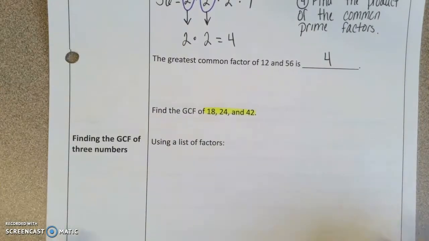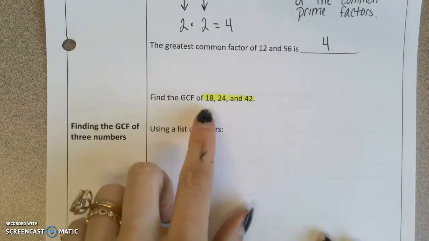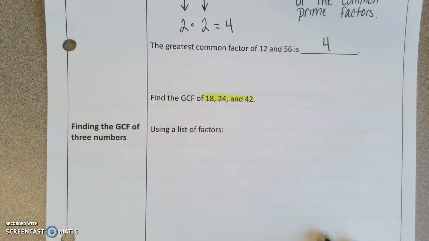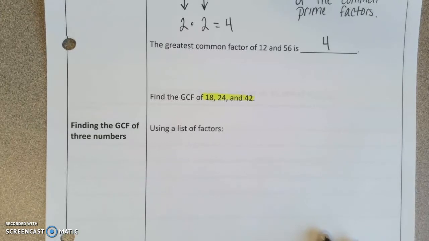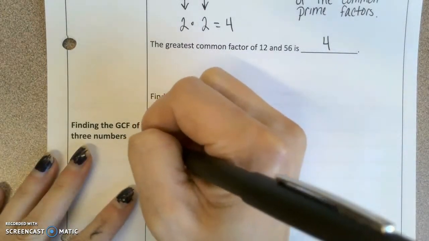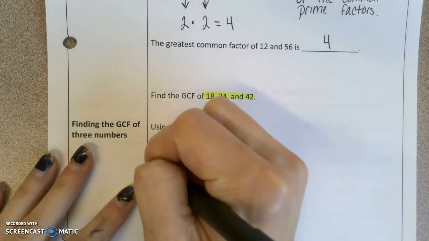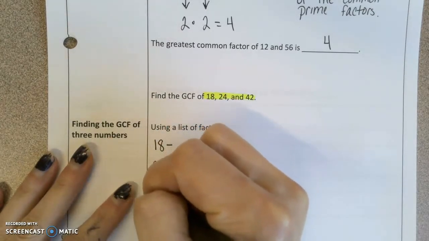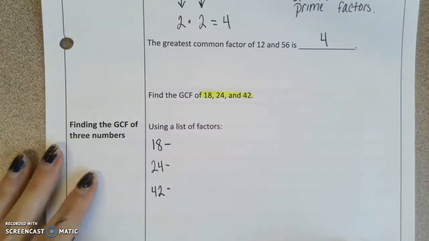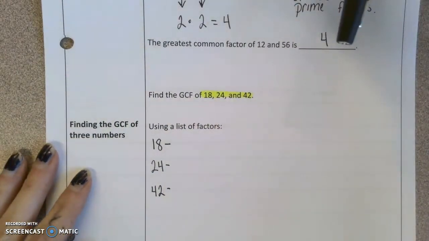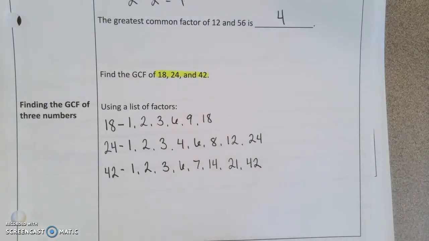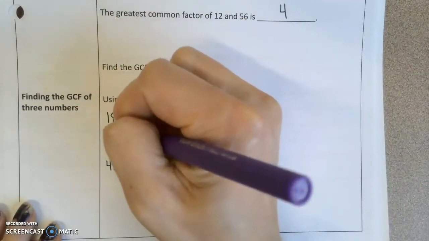Now we're going to see what this looks like using three numbers, 18, 24, and 42. When you have three numbers, you're going to want to just list out your factors. So go ahead and list out your factors for 18, 24, 42. Go ahead and pause your video and list those out for me. Okay, so here's my list of factors. I'm going to circle all the ones they have in common.